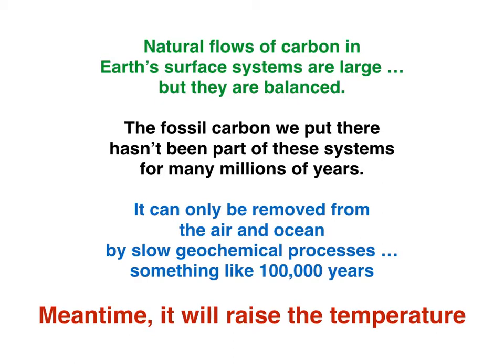So adding even the quantities that we do has seriously unbalanced the carbon cycle in such a way that natural processes won't be able to repair this for something of the order of 100,000 years. And of course, in the meantime, while it resides in the atmosphere, it acts as a powerful greenhouse forcing on the surface temperature.